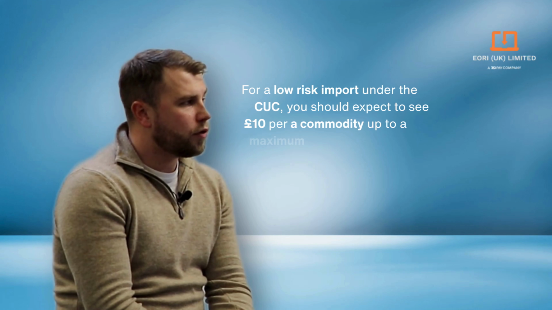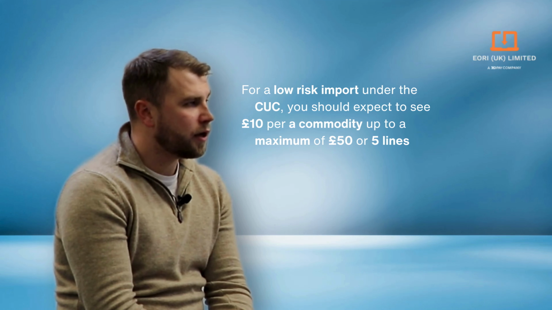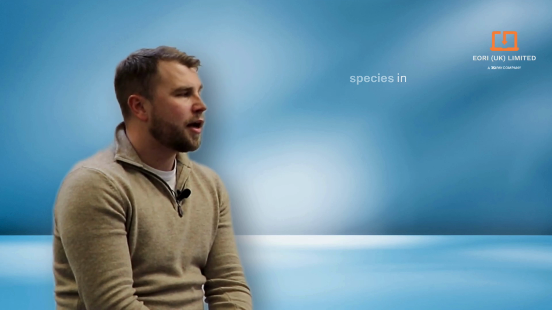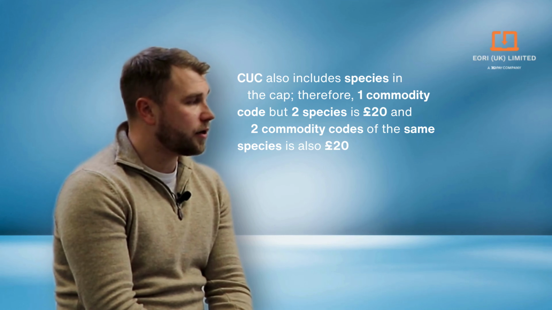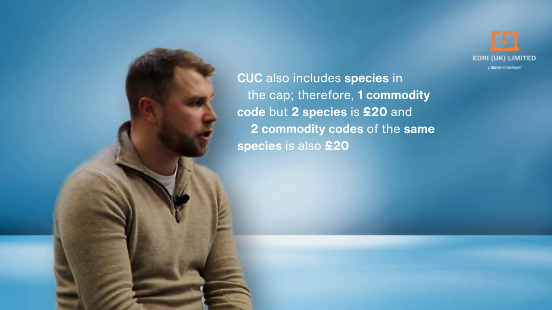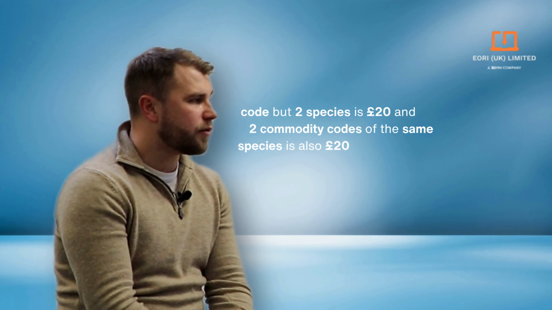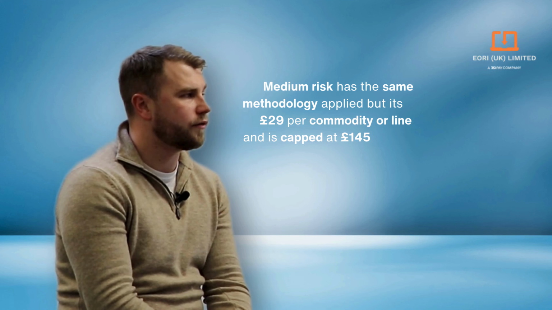So for a low risk import under the CUC, you're expecting to see £10 per commodity, up to a maximum of £50, so it's capped at 5 lines. The CUC also includes species to include in that cap. So 1 commodity code, but 2 species is £20. 2 commodity codes of the same species is also £20. For medium risk, the same methodology applies, but it's £29 as the starting point, and it's capped at £145.